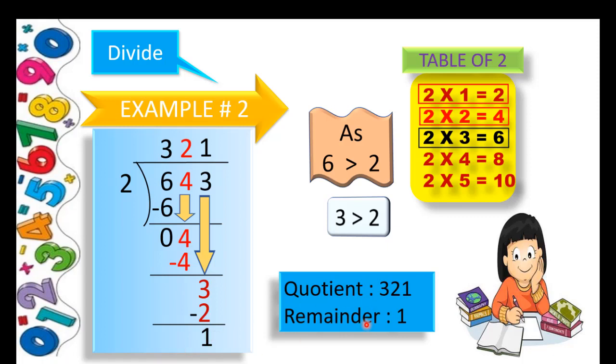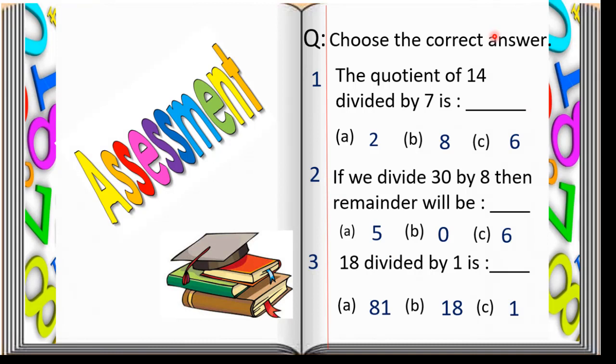I hope my dear students you have cleared all the points that how to divide 2 and 3 digit by 1 digit number. Now there is assessment for you. In this assessment you have to choose the correct answer. And the first question is here, the quotient of 14 divided by 7 is dash. You have to divide 14 by 7. आप 14 को 7 से divide करेंगे and then you will find out the quotient. And there is A option here 2 and B is 8 and C is 6. Can you tell me the quotient of this? Yes, very good, 2. Now come to the next.